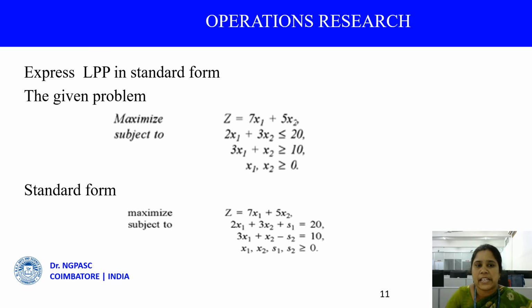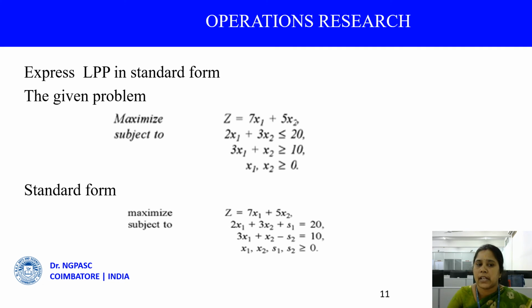Next one: express the linear programming problem in standard form. Here the problem is converted into standard form. The given problem is maximize Z = 7x1 + 5x2 subject to the constraints 2x1 + 3x2 less than or equal to 20, 3x1 + x2 greater than or equal to 10, and x1, x2 greater than or equal to 0. That is the non-negative condition.